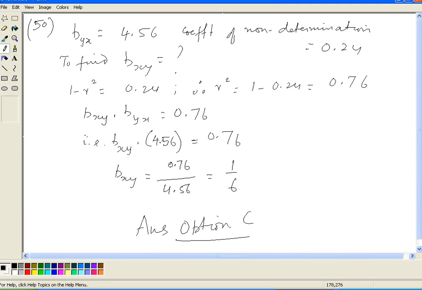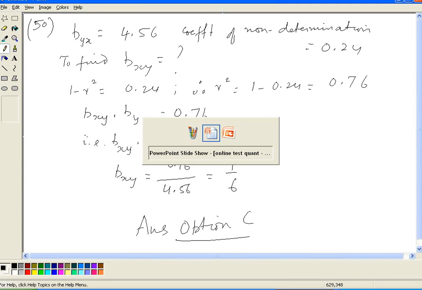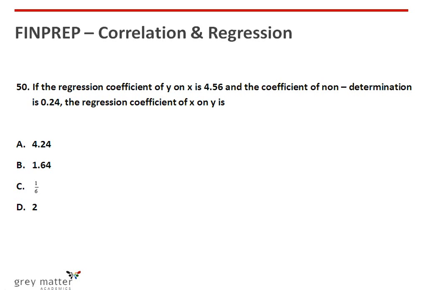Now bxy into byx, these are the regression coefficients of x on y and y on x, the product is equal to 0.76, that is r squared. Now bxy we need to find. Now byx we substitute as 4.56 and r squared is 0.76. So bxy on computation gives us 1 by 6. So the answer is option C. Going to our PowerPoint presentation, it is option C, which says it is 1 by 6.